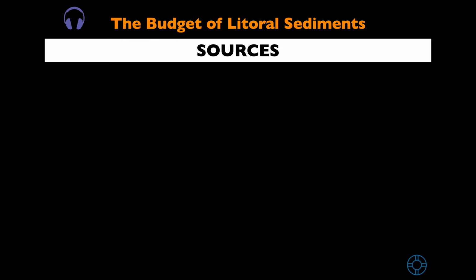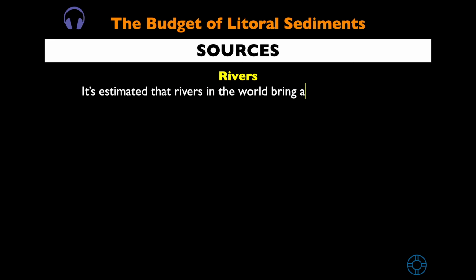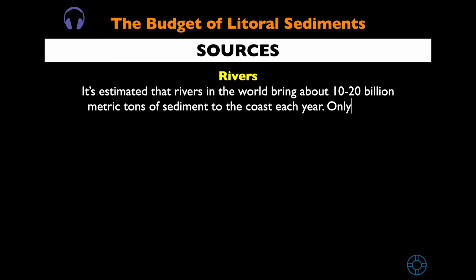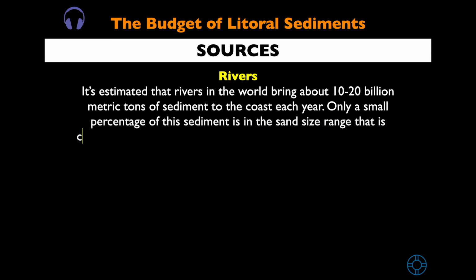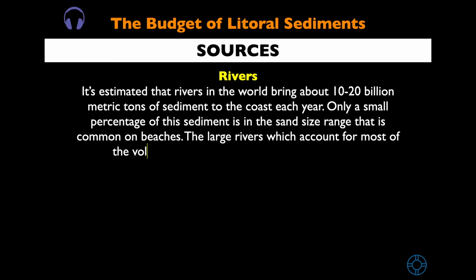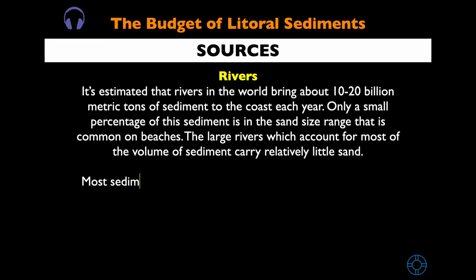Now let's talk about some of the sources. From rivers, it's estimated that rivers in the world bring about 10 to 20 billion metric tons of sediment to the coast each year. Only a small percentage of this sediment is in the sand size range that is common on beaches. The large rivers, which account for most of the volume of sediment carried, carry relatively little sand.